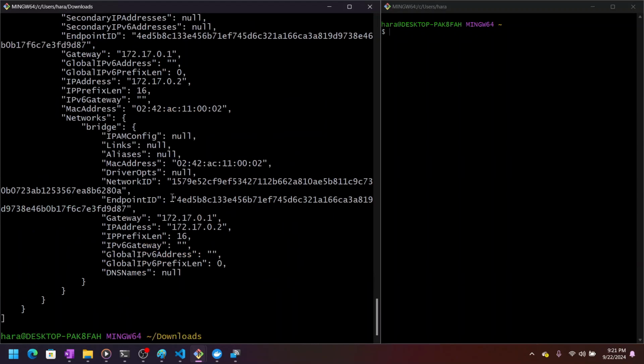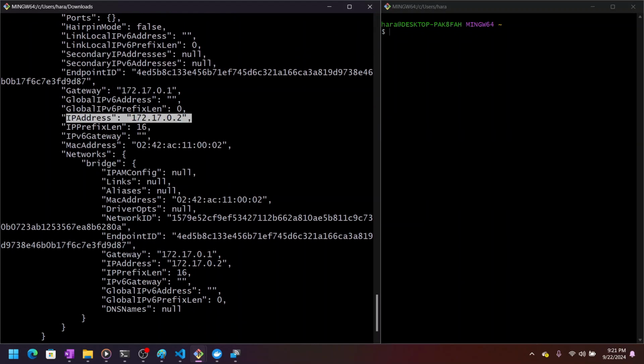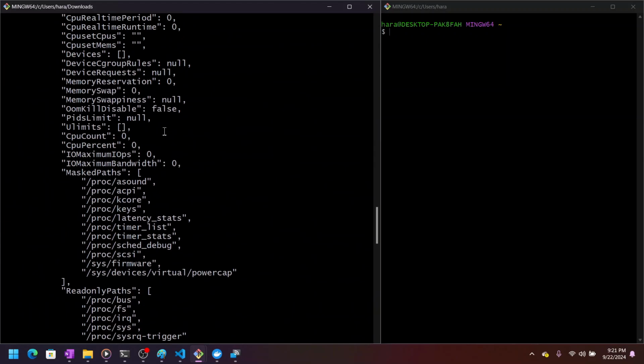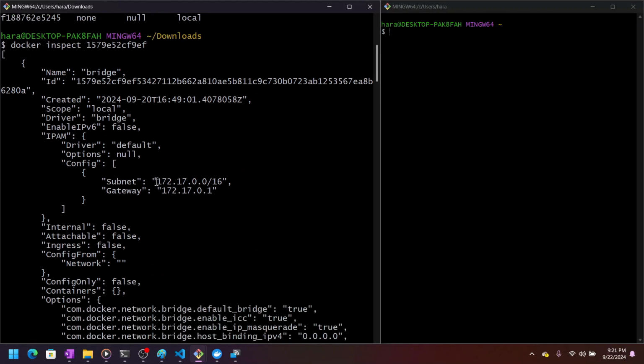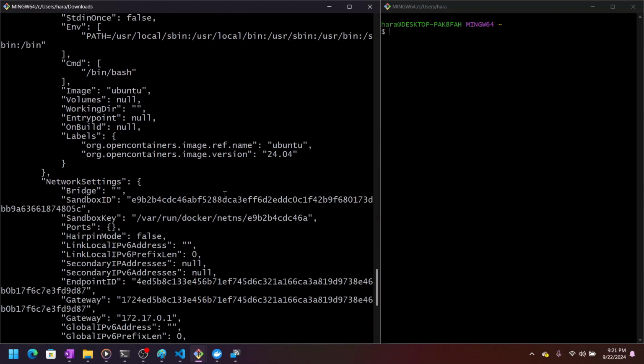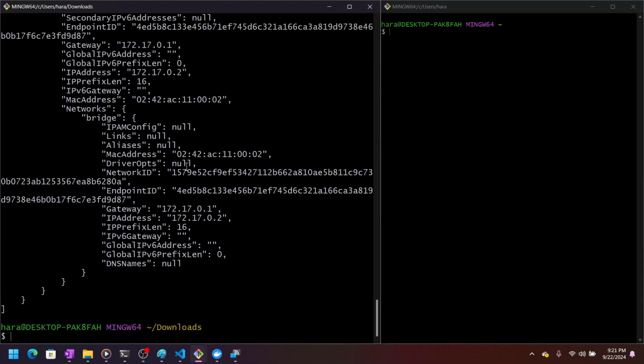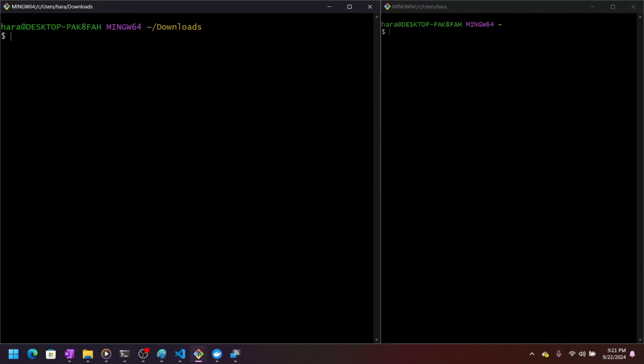So you can see it has this IP address 172.17.0.2, and when we inspected the Docker 0 bridge network, you can see it is 172.17.0.0/16. So you can see this container we just created got connected to the default bridge network. So now what we can do is create our own new network bridge.